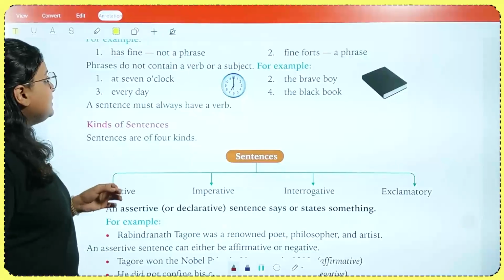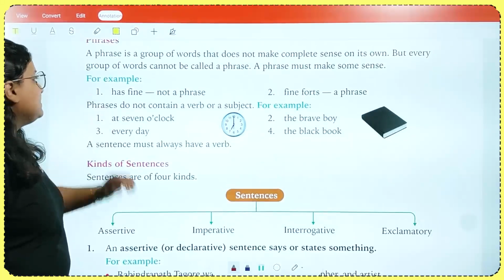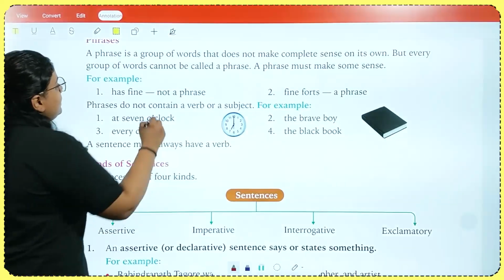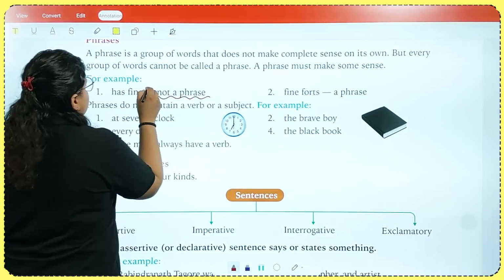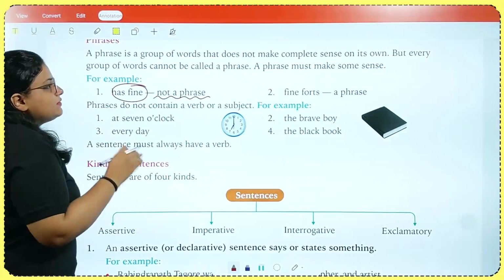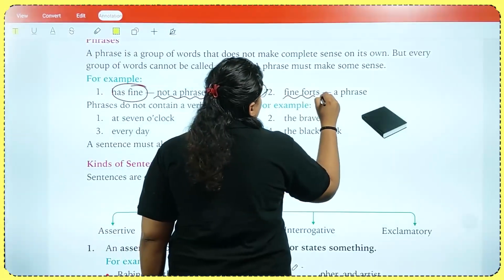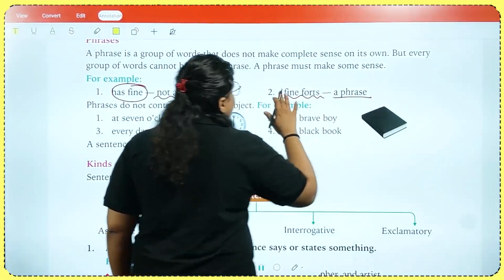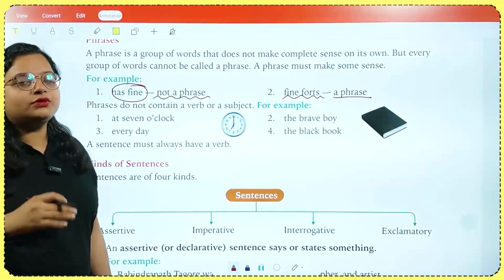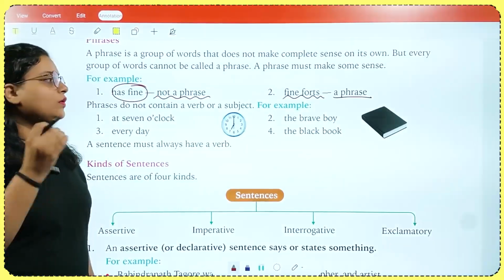Phrases do not contain, sorry. For example, let's see example. "Has fine" is not a phrase. This is not a phrase because it is not giving any sense. When I say "fine forts", it gives some sense. It tells about the fort that the forts are fine. They are of good quality.